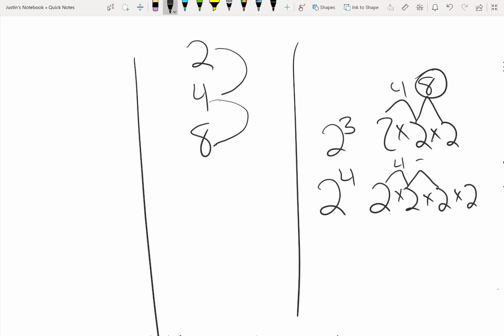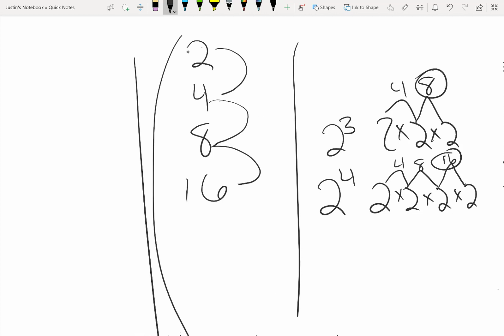4 times 2 is 8. 8 times 2 is 16. Now watch this. What is 8 doubled? That is 16. All right, now I'm going to give you one more, and you're going to figure this out yourself. But all of these are just doubling these middle numbers here.